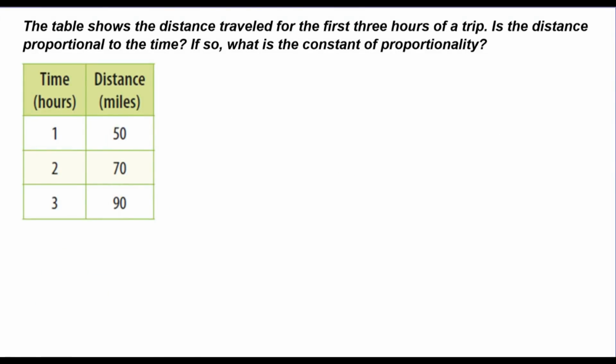Here the table shows the distance traveled for the first 3 hours of a trip. Is the distance proportional to the time? If so, what is the constant of proportionality? So again, we have time, which is our x value, and distance, which is our y value.